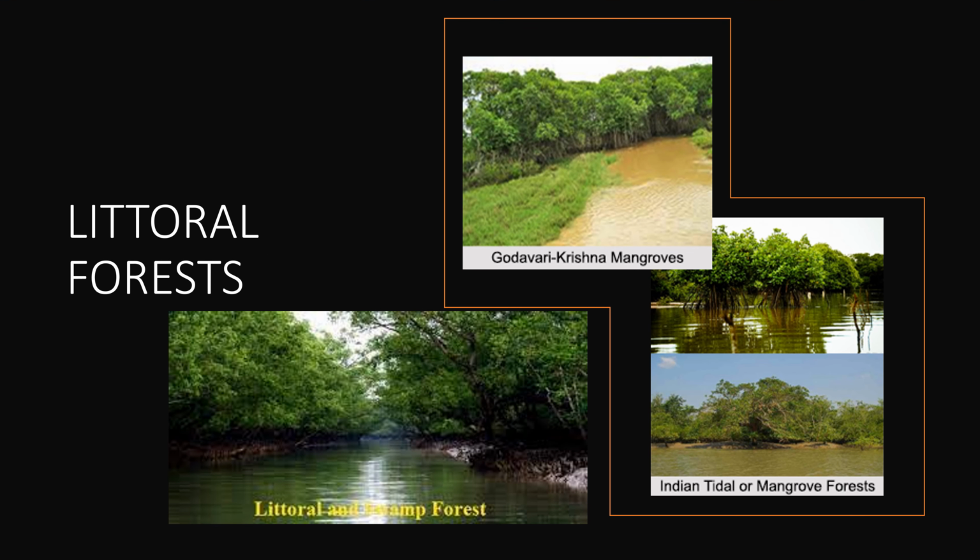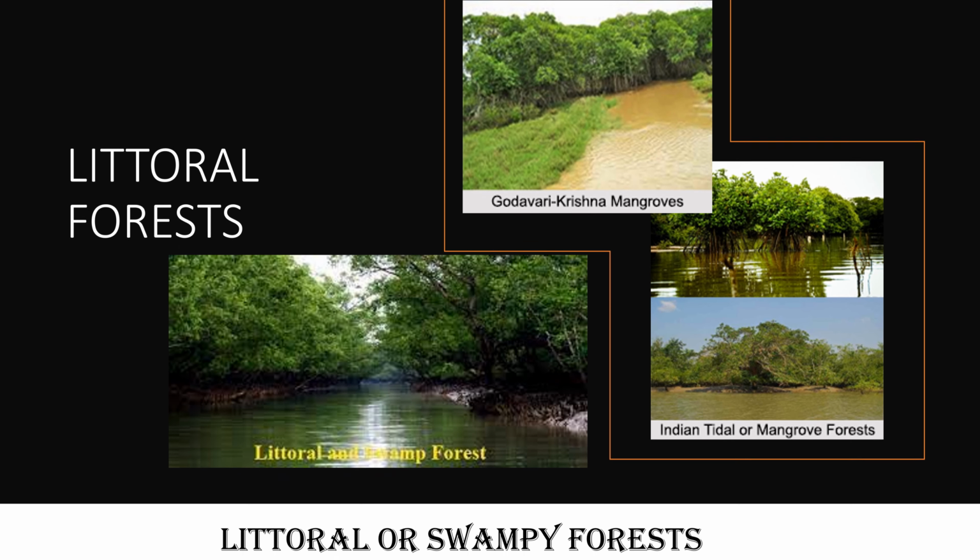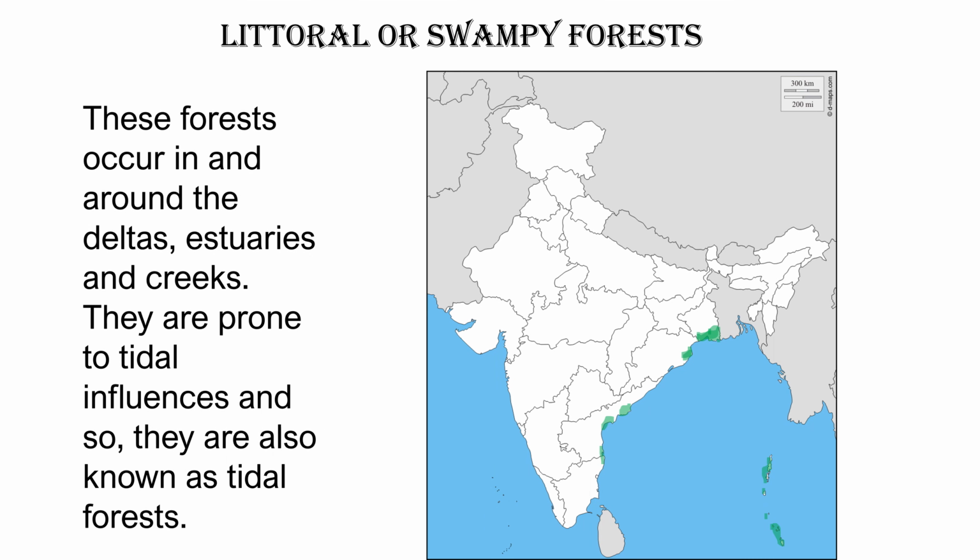Lastly, we come to the littoral forests. Now, littoral forests means onshore. These forests are common in areas along the coasts and the mouth of the rivers which are affected by tides. They can survive both in fresh and saltwater ecosystems. So these forests are found in the deltas, the estuaries and creeks which are found in these regions.